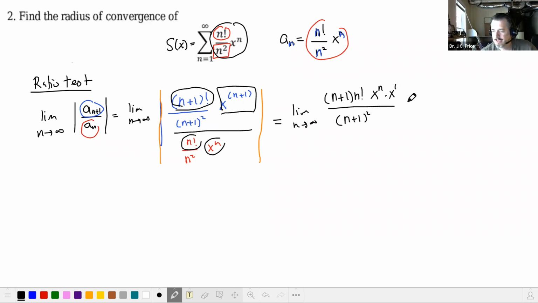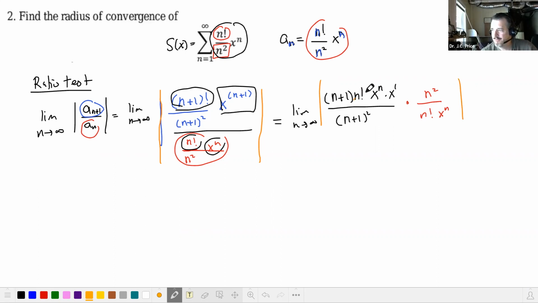And then times what? So times, and then I'm going to multiply by the reciprocal of this. So notice the x to the n, remember, is on top. If you want to extend that quotient there, you can. And so I get n squared on top, and then n factorial and x to the n on the bottom. And then again, don't forget, it's all in absolute value.